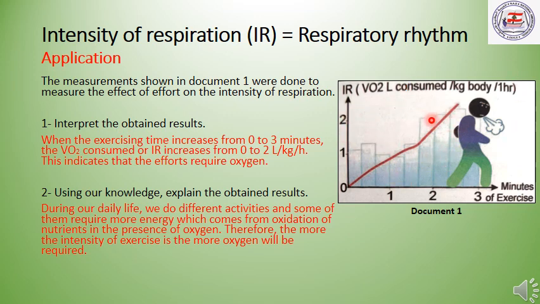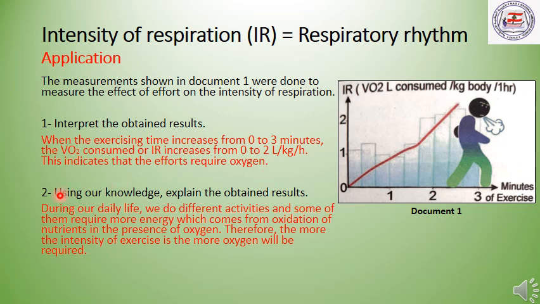It shows a variation of the intensity of respiration on the y-axis as a function of the minutes of the exercise on the x-axis. So first we start with analyzing the graph. When the exercising time increases from 0 to 3 minutes, the volume of oxygen consumed, or the IR, increases from 0 to 2 liters per kilogram per hour. Now we need to pick up the significance. This indicates that the efforts require oxygen.